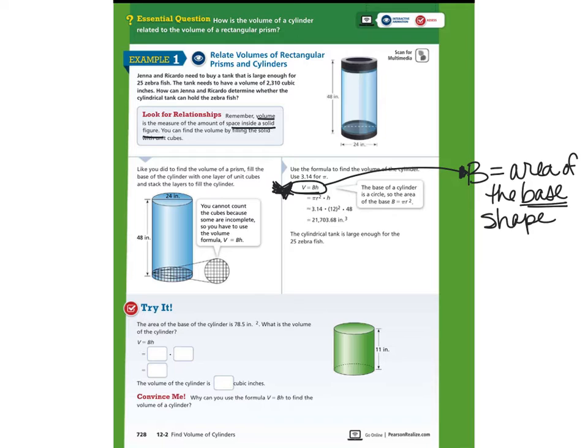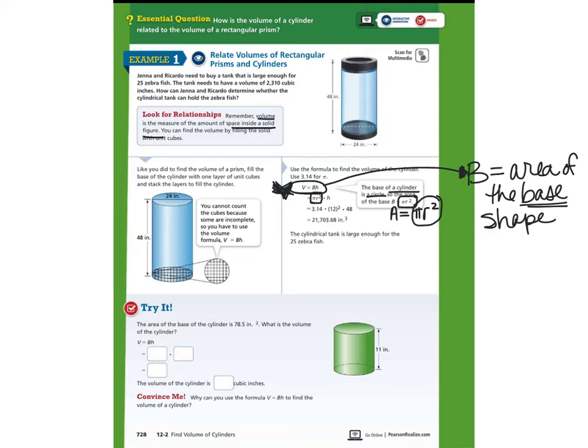So in this case, because the base of a cylinder is a circle, we have to use the area of that shape, which is pi r squared. Okay, the area of a circle is pi r squared. Since the shape of the base is a circle, that's the formula that we're going to plug in place of B. So right here. Then we're just going to use the dimensions on the cylinder and solve.